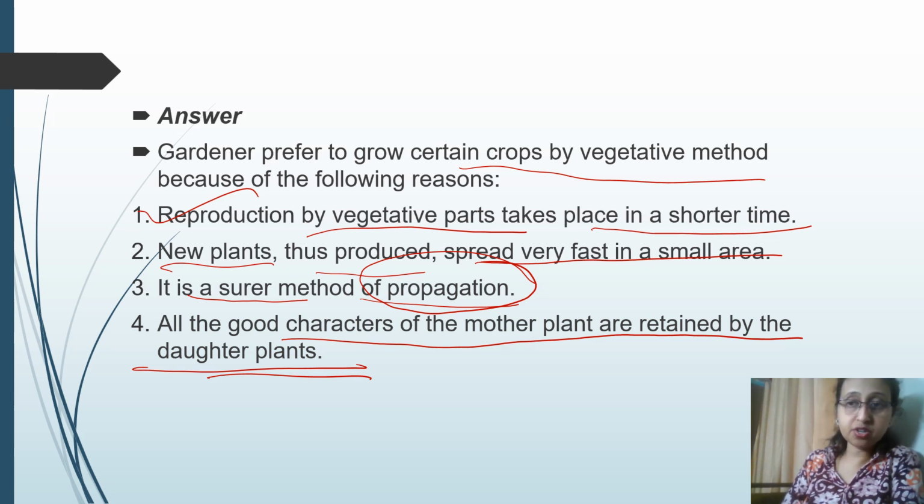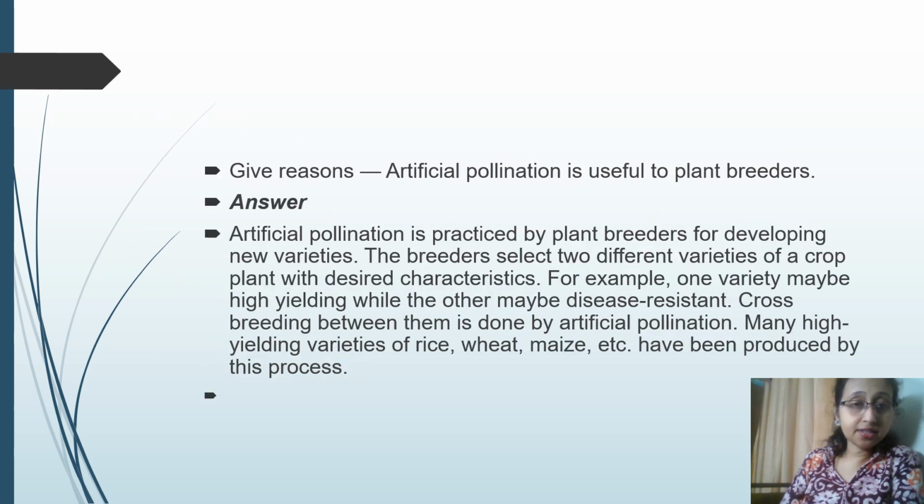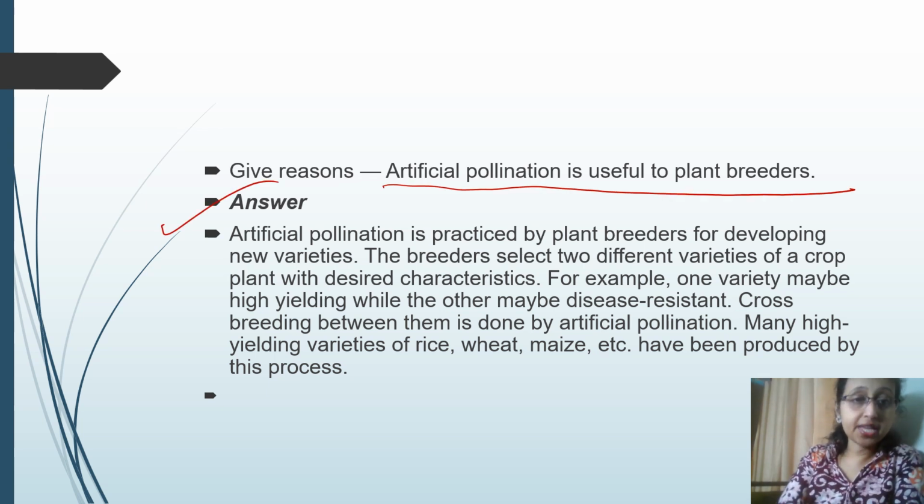So the next question was, another question of give reasons, that artificial pollination is useful to plant breeders. How and why? So artificial pollination is practiced by plant breeders for developing new varieties.